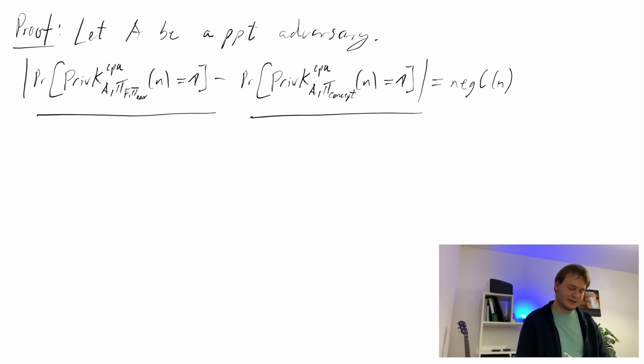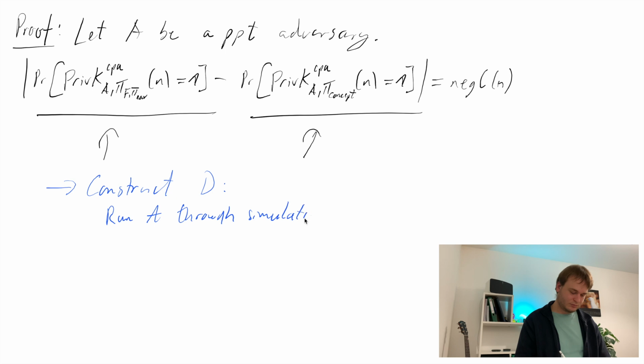So if we had an adversary that does way better here than he does here, then we could use this adversary to distinguish the two worlds between the pseudorandom function and the random function. So formally we would construct a distinguisher D. This distinguisher would run the adversary A through a simulated version of the CPA game. Then we need to say how we encrypt stuff there. And D will do this by doing the encryption function, but replacing the call to the pseudorandom function with an oracle query.